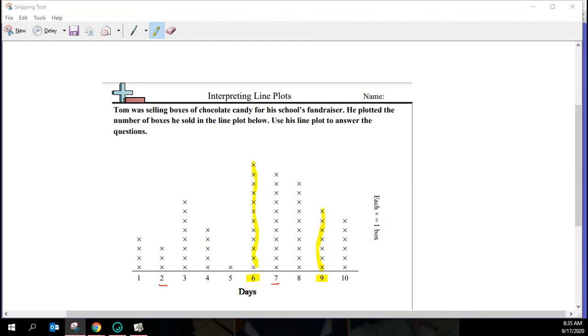Let's think about this. He sold the greatest number of boxes on which day? I see these stacks up here, and I see that he sold the greatest number of boxes on day 6.